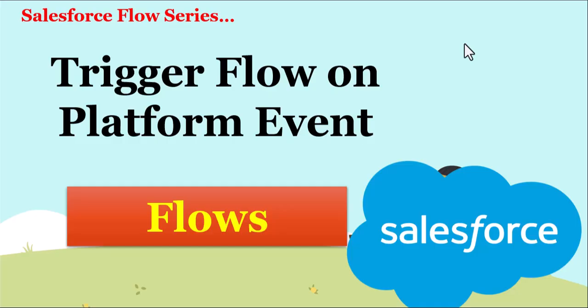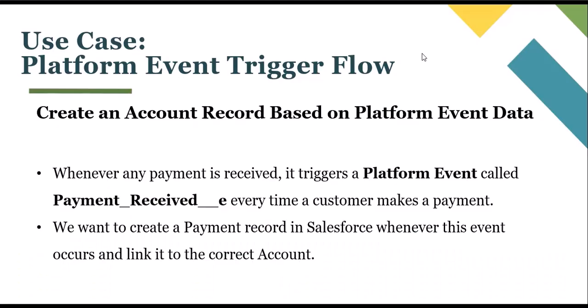Now coming to our topic, first we will understand this scenario. So here we want to create an account record based on the platform event data. Whenever any payment is received, so here payment received is the event. This event triggers the platform event called payment received event, every time the customer makes the payment. So we want to create the payment record in Salesforce whenever this event occurs and link this record to the correct account. How we can match the payment record and the account record, we will see while creating the flow. Now very first, here we need to create a platform event.